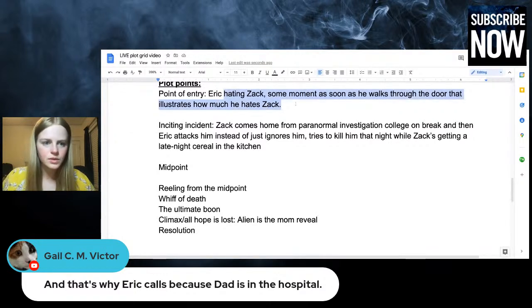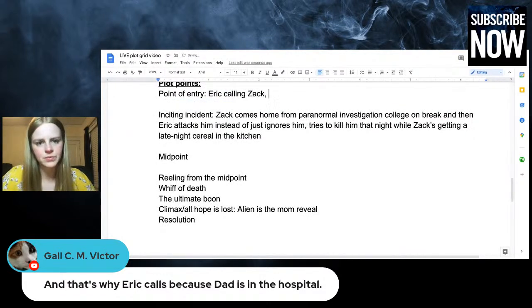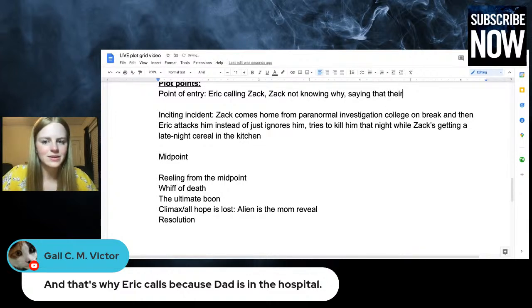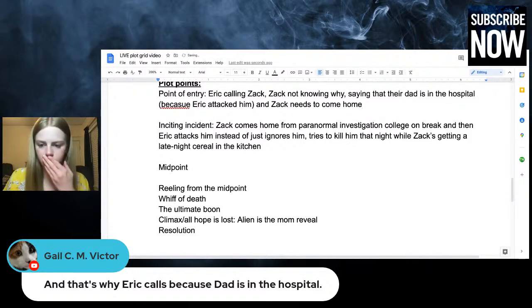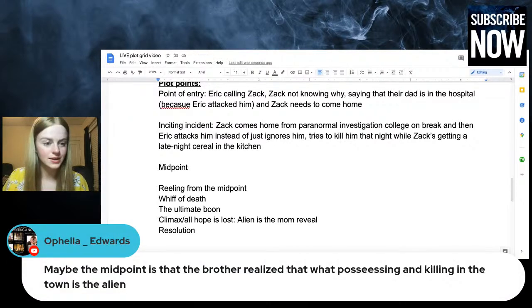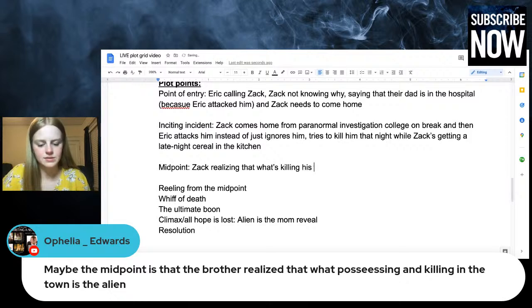Okay, so point of entry: Eric calling Zach, not knowing why, saying that their dad is in the hospital because Eric attacked him and Zach needs to come home. Perfect. Okay, so I think this is a good idea for the midpoint: Zach realizing that what's killing his family is the alien.